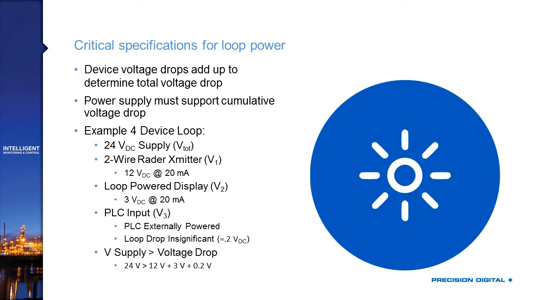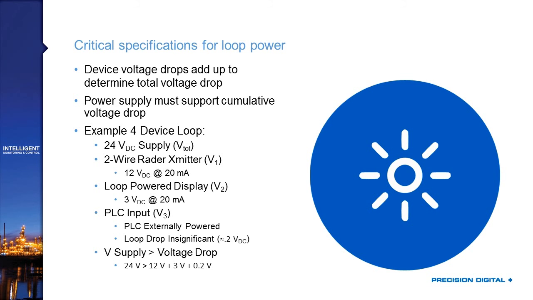To send it back to the control room, you also loop that 4 to 20 milliamp signal through a PLC. In this case, the PLC is externally powered, meaning that while it has the 4 to 20 milliamp loop going through it, it's getting its power from a separate connection, a separate 2 wires that probably brings in either 24 volts or 120 AC. In that case, the voltage drop is going to be very insignificant. It's just going to be the sense resistor inside the 4 to 20 milliamp input, which is probably going to bring you around a 0.2 volt drop. So usually if you have an externally powered device like that, you really don't need to worry about the voltage drop on it.